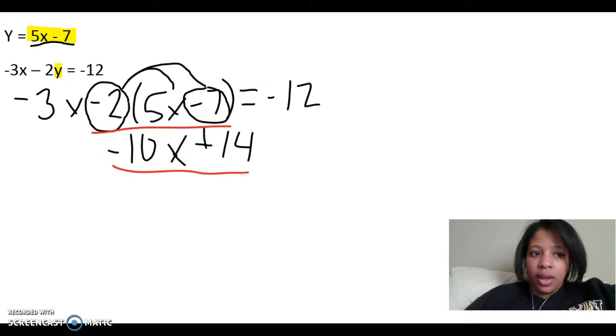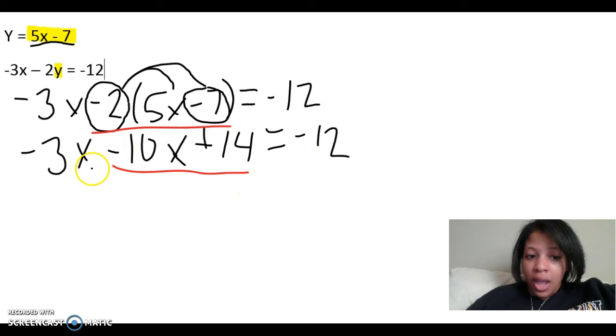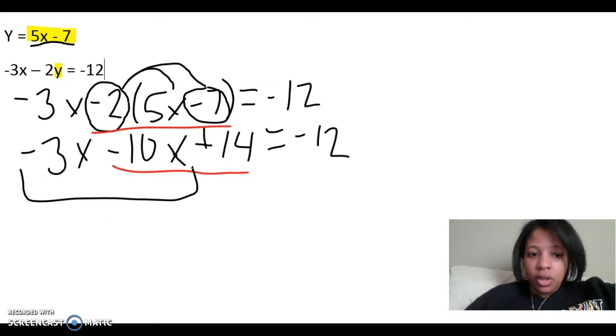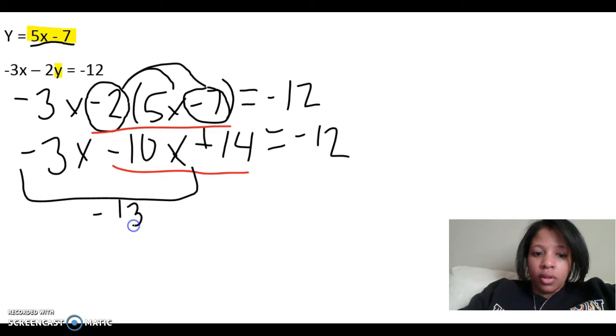So now we need to rewrite everything else that we haven't used. So that's this part, this negative 3x, and this part equals negative 12. And now we're solving for x. So we don't have parentheses, so now we can go ahead and combine like terms. So negative 3x minus 10x is going to be negative 13x. And then we need to bring everything else down. So plus 14 equals negative 12.